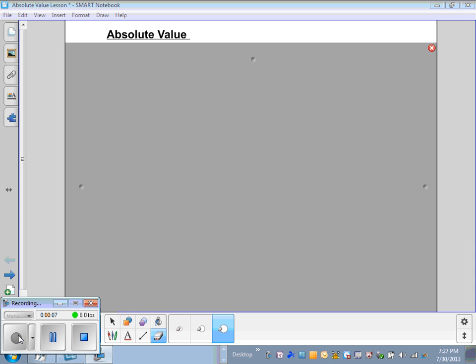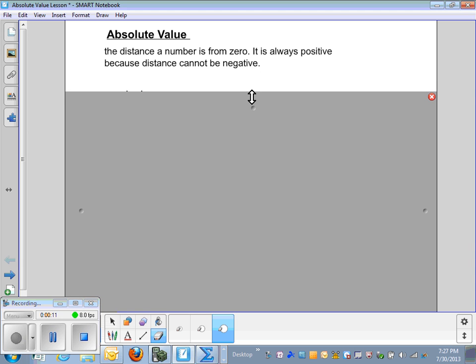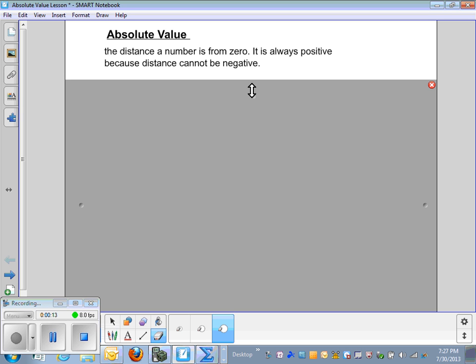Today's lesson is absolute value. The absolute value of a number is the distance a number is from 0. It is always positive because distance cannot be negative.